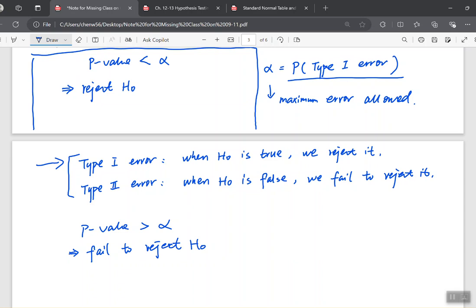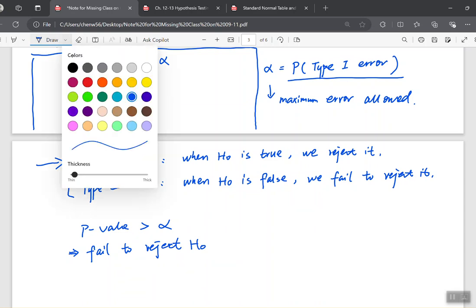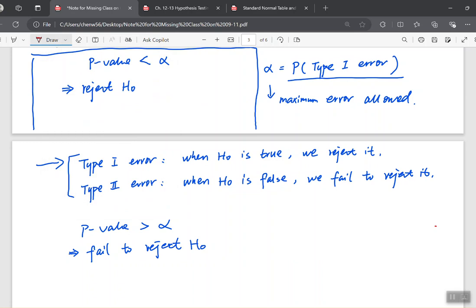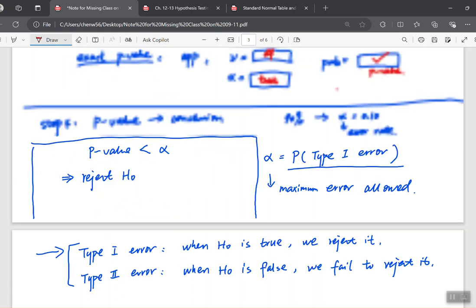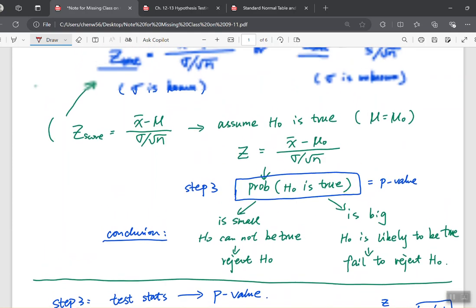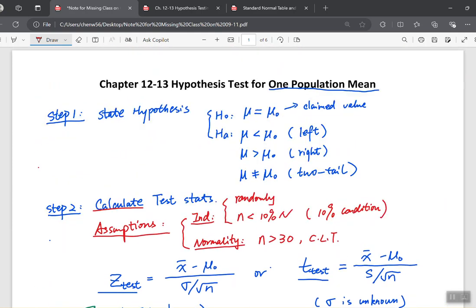All right, the problem is, is this enough for us to make the conclusion? To reject the null hypothesis or fail to reject the null hypothesis? Let's come back to our step 1, right? When we state the hypothesis, what do we want to test? We say the alternative hypothesis is our claim, right?